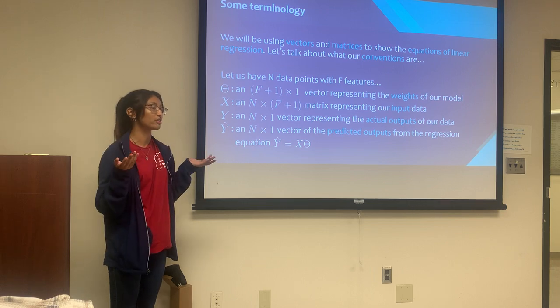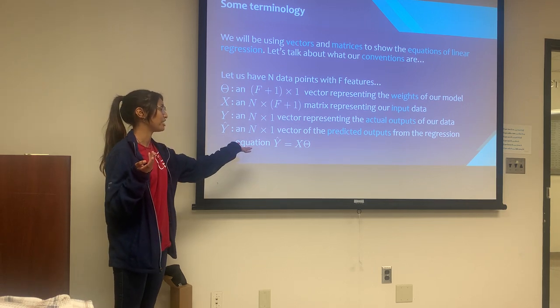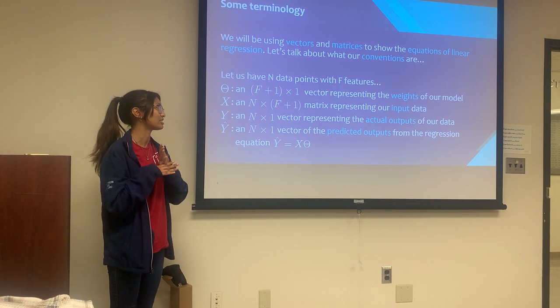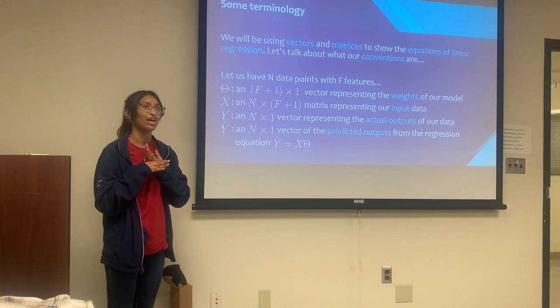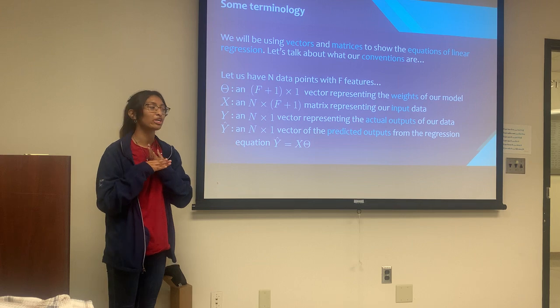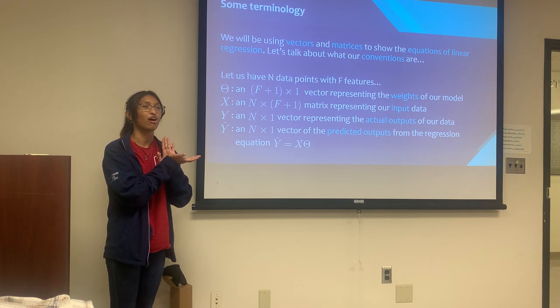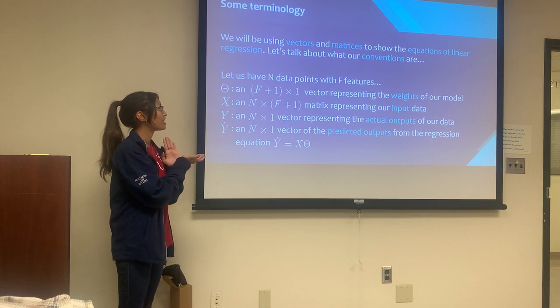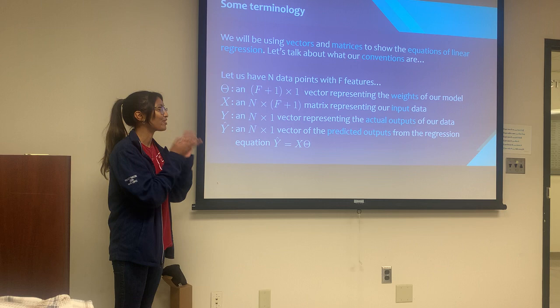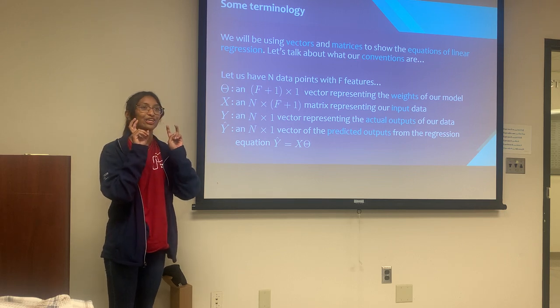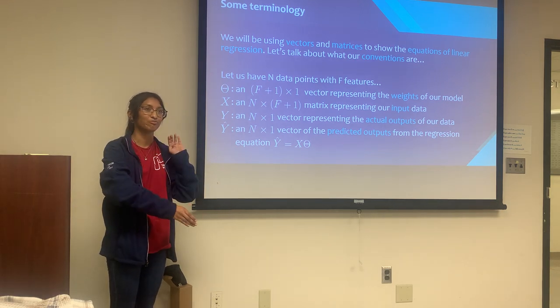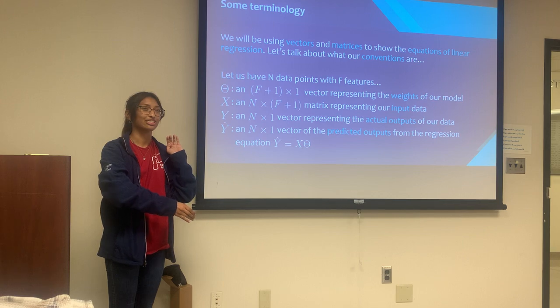So in order to find y hat, we have y hat is equal to x times theta. Why is it f plus 1? Remember y equals mx plus b, how there's a constant there? From the way that we're multiplying, in order for there to be a constant, you have to have the 1 as a bias term. Does that make sense? Yeah.